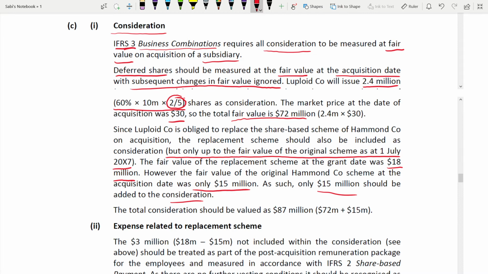So the total consideration should be valued as how much? 72 plus 15. The 72 you got from this, you're taking the shares, and you are adding this 15 million.